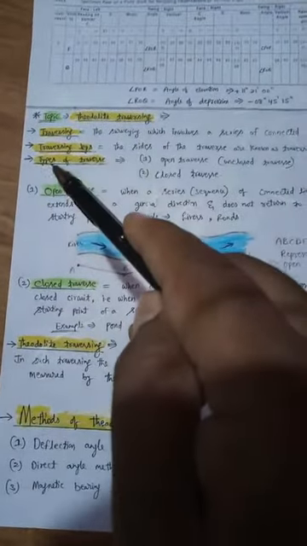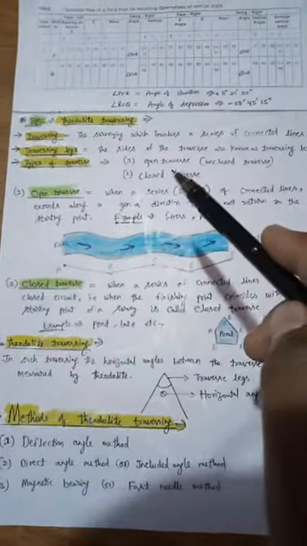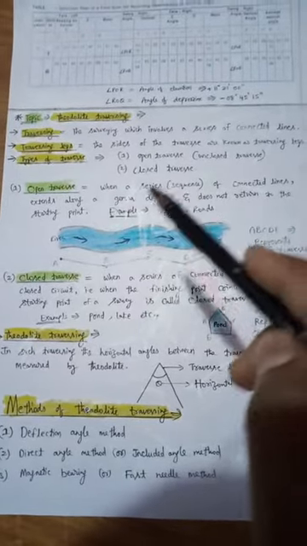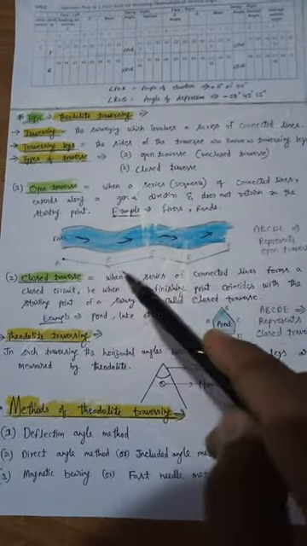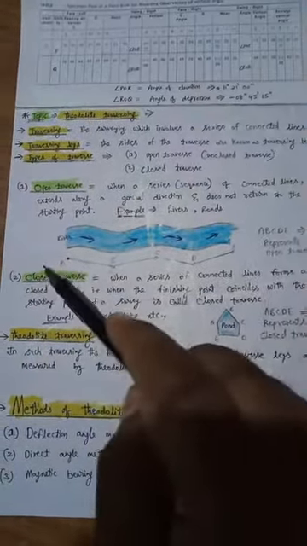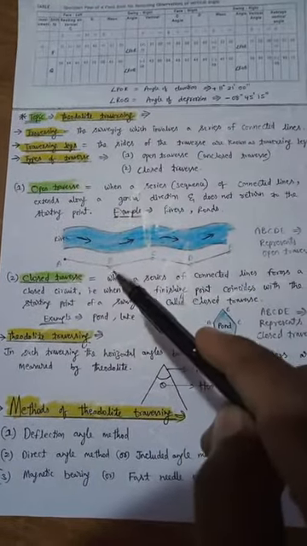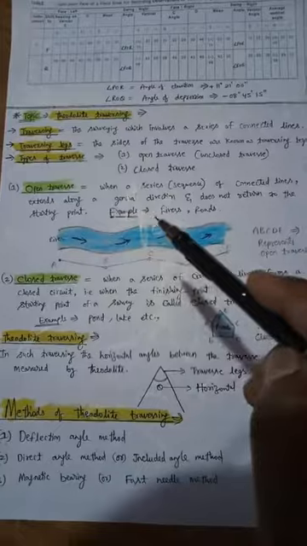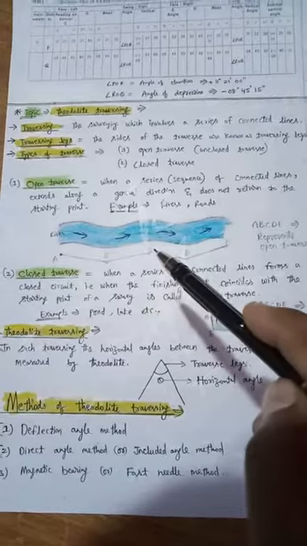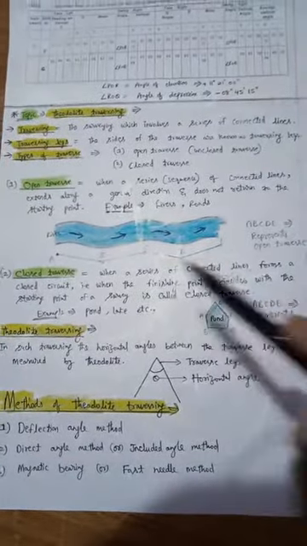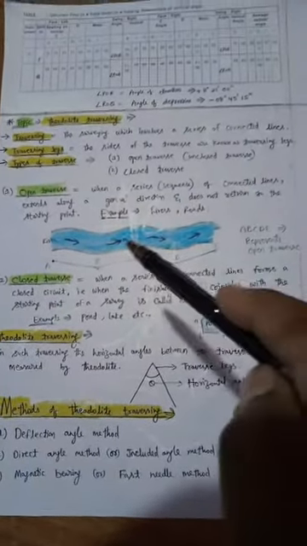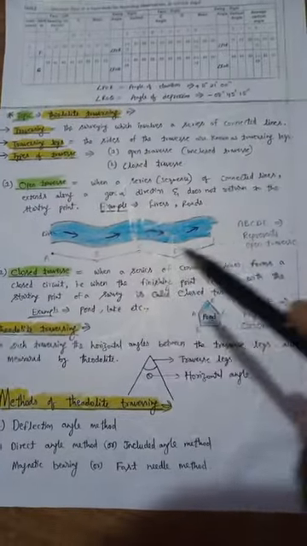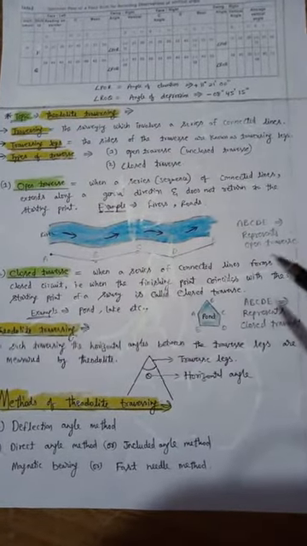Next topic is types of traversing. First one is open traverse, second one is closed traverse. An open traverse is a series of connected lines where the first point and last point do not coincide. Examples are river and road. So this is a river, this is one line, and some other lines are connected in series, but the first point and last point do not coincide. So it is known as open traverse. Here A, B, C, D, E represent an open traverse.